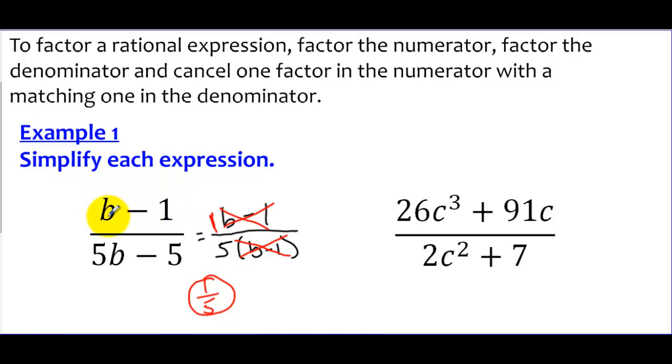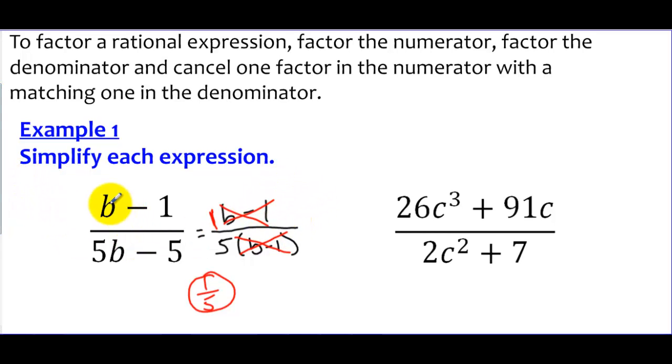So I can only cancel out factors, which means it would have to be by itself. Okay? So that's why I was able to do it over here, because I could say b minus 1 is a factor, and then the b minus 1 on top is a factor as well. Okay? So you'll see that as we go. Can't cancel out just little parts of addition and subtraction problems. It has to be the whole thing.